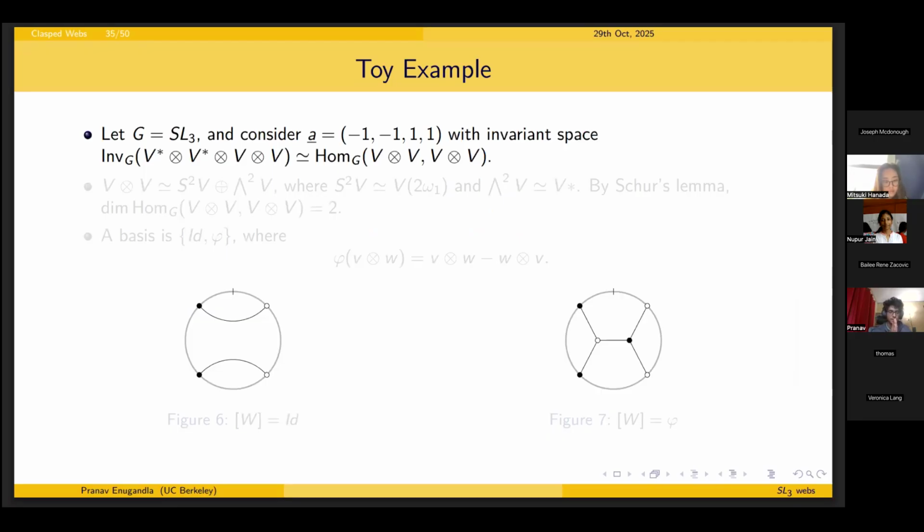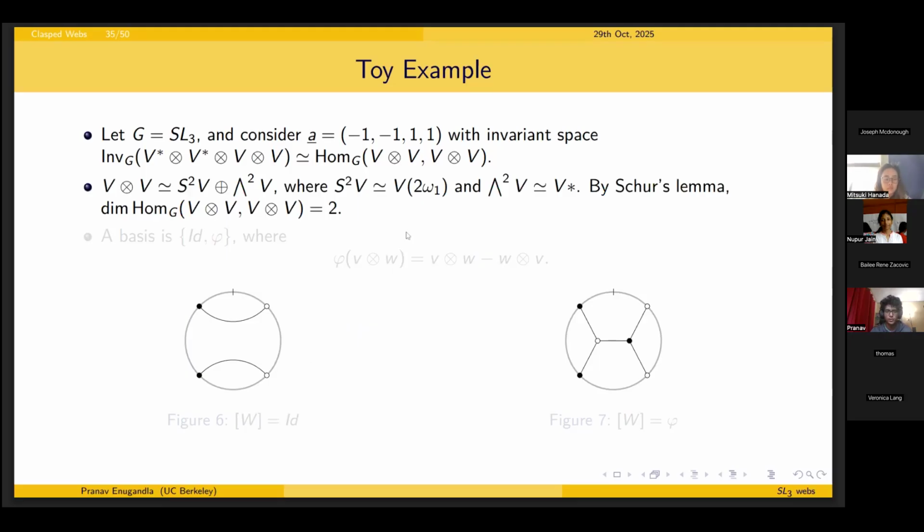Okay, so to really motivate what this non-convexity thing is, I'll take this toy example in SL3 because I think it's easier to picture. So I have these two webs in SL3. So these are invariants of V dual, tensor V dual, tensor V, because I have two white vertices followed by two black vertices. But I could also just as well read these graphs from left to right. So I should think of these as maps from V tensor V to V tensor V, right? But once again, V is my three-dimensional representation.